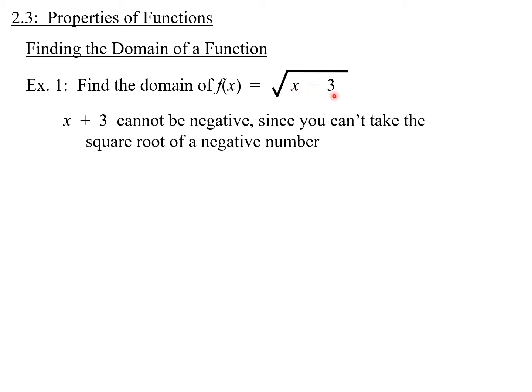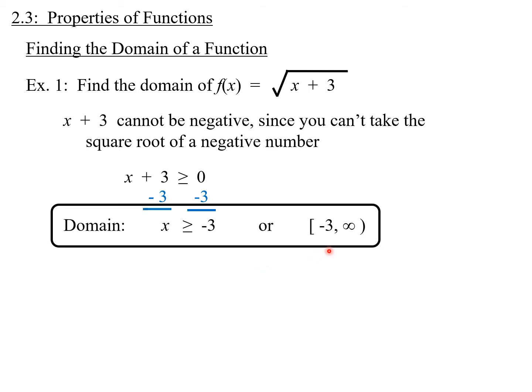The thing under the radical sign has to be greater than or equal to 0. It can't be negative. So we just take whatever's under the radical sign, x plus 3, and we set it greater than or equal to 0. And then by doing a little basic algebra, by subtracting 3 from both sides, we can see then that the domain is restricted to values of x that are greater than or equal to negative 3. Okay? That's inequality notation. If we wrote it in interval notation, it would be like that. So we have a restricted domain here. The function only has values for x greater than or equal to negative 3.